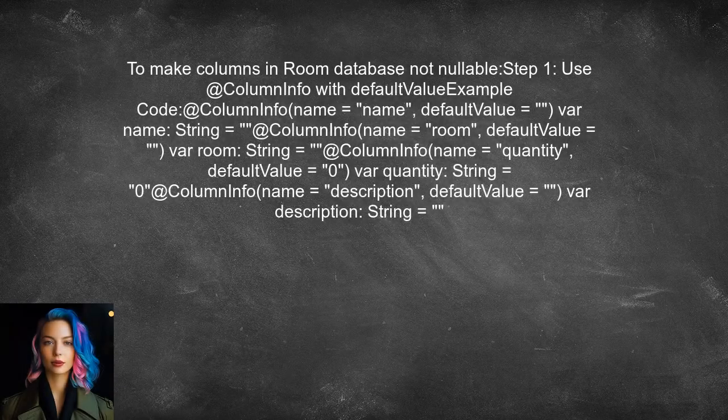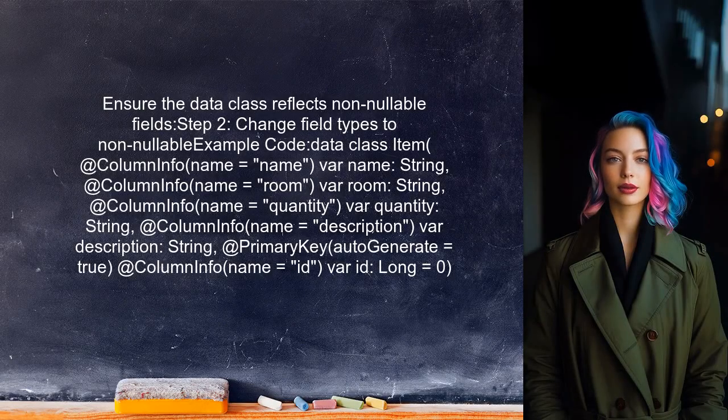To make columns in the room database not nullable, the user should use the @ColumnInfo annotation with the defaultValue parameter. This allows the user to specify a default value for the column. Next, the user should ensure that the data class reflects the non-nullable nature of the fields. This can be done by changing the type of the fields from String to a non-nullable type.